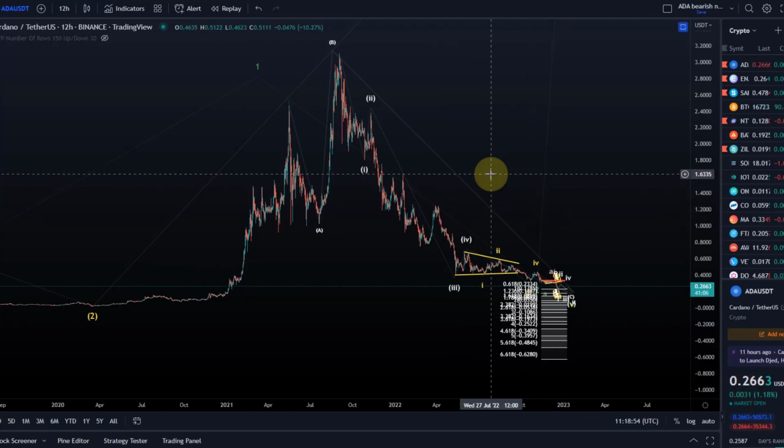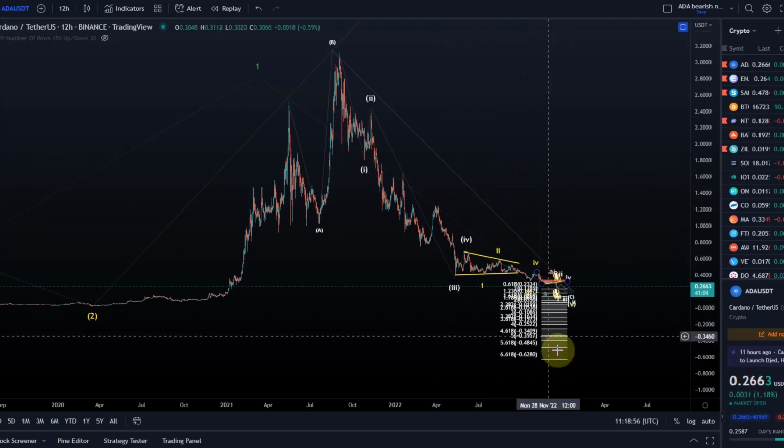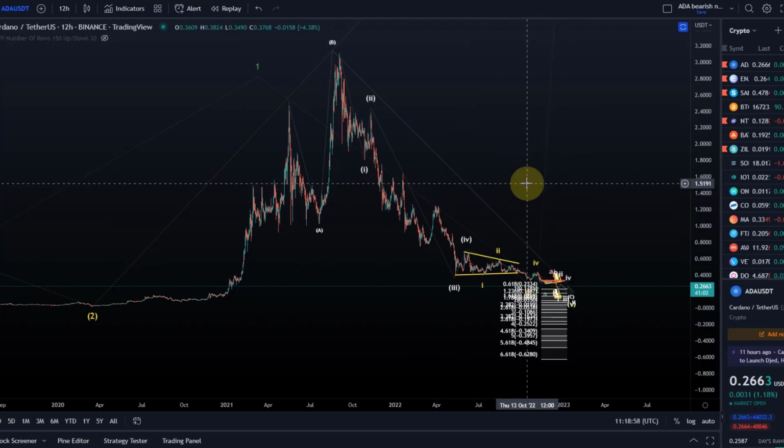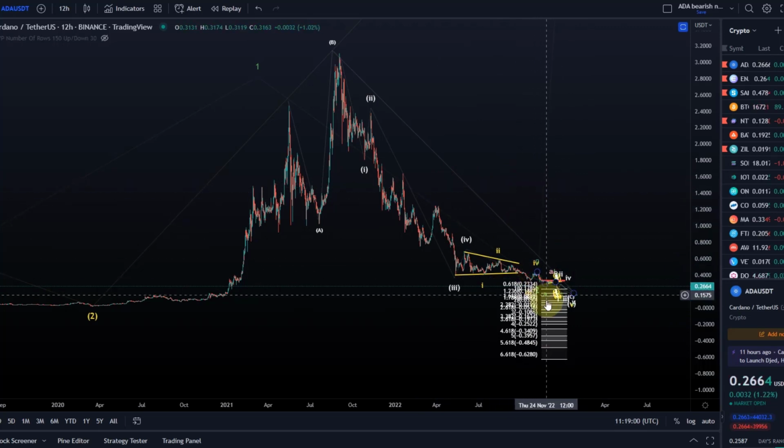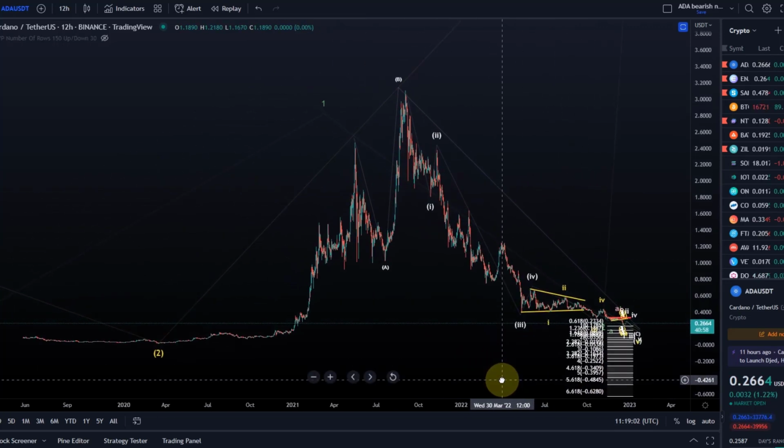It's now time to recalibrate, to look at the wave count, especially in the short term, and to take a look at how likely it is that we're close to a low. So we're gonna take a look at that.